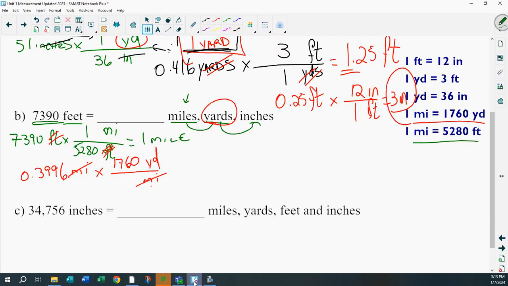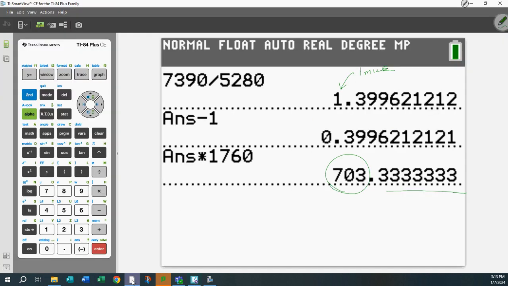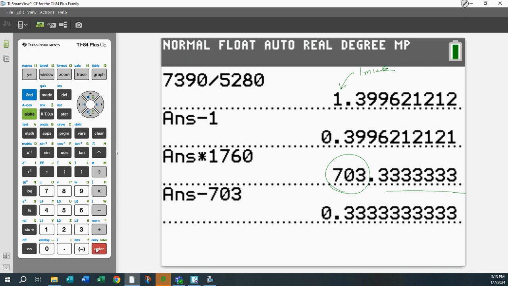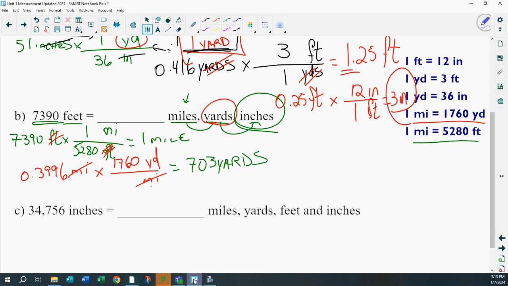Okay, so I got 703 yards, and whatever remainder it is, I want to convert this into inches. Well, what was that remainder? Look back here. It was 0.333. So get rid of that 703 because you've got 703 yards, and you want to just deal with the remainder, which is 0.333 repeating. Okay, here we go. 0.33 repeater, but what are you dealing with? Remember, that was yards. How do you know? Because that's what you deleted here and here. Okay, so now you want to convert this into inches.